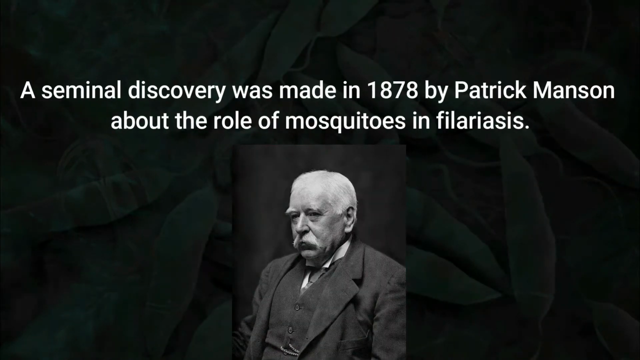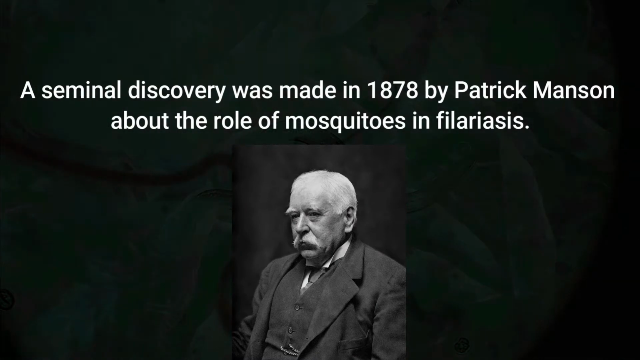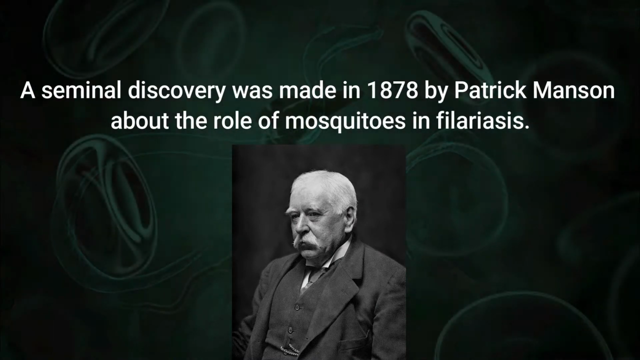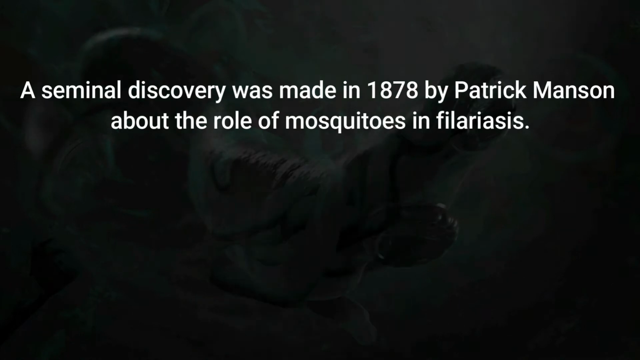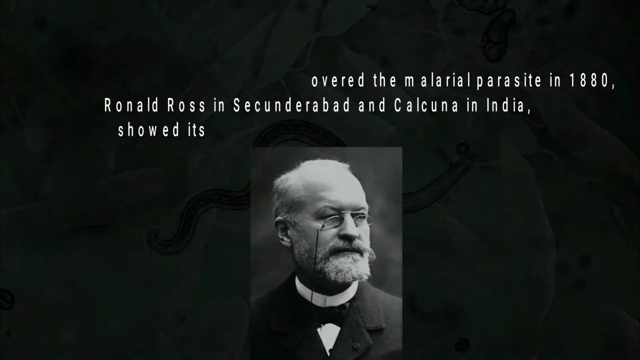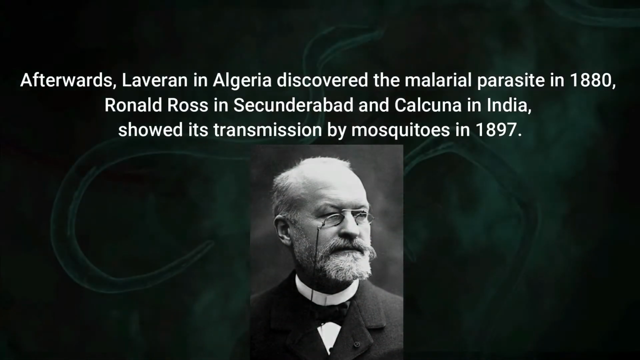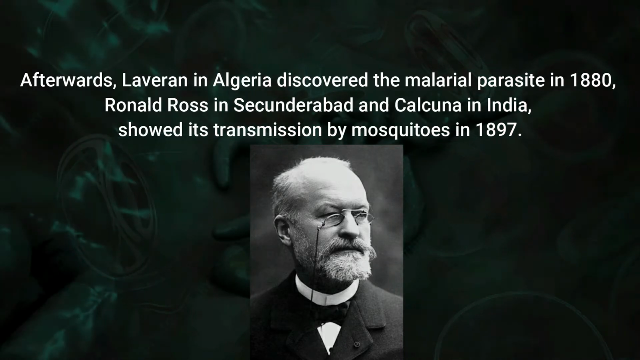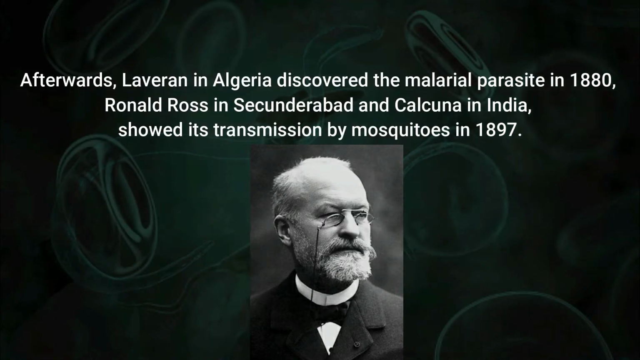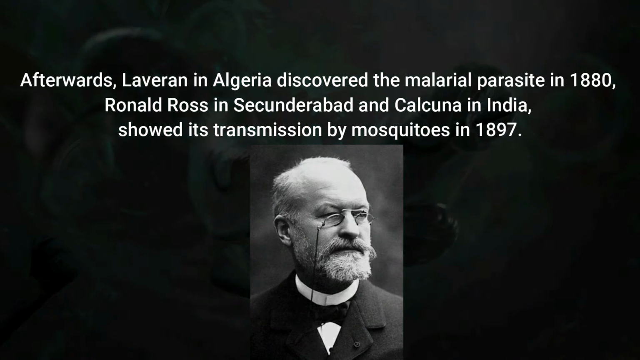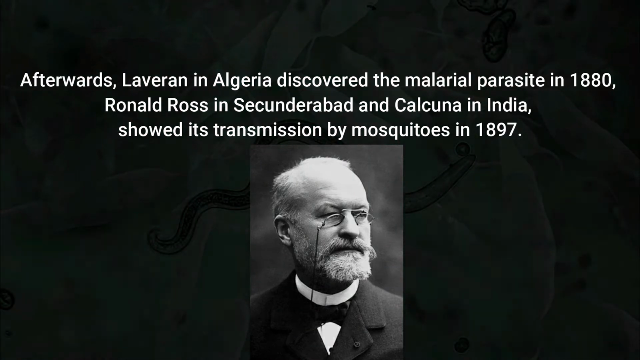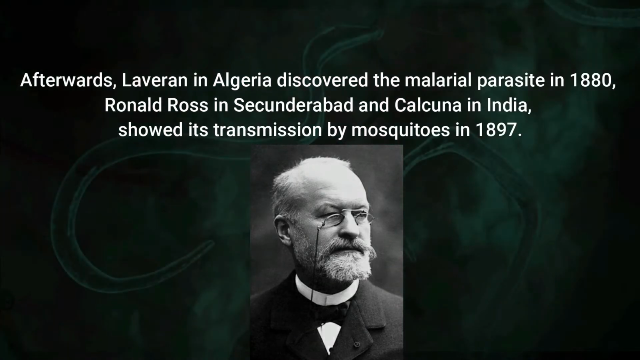A seminal discovery was made in 1878 by Patrick Manson about the role of mosquitoes in filariasis. Afterwards, Laveran in Algeria discovered the malaria parasite in 1880, and Ronald Ross in Secunderabad and Kalpuna in India showed its transmission by mosquitoes in 1897.